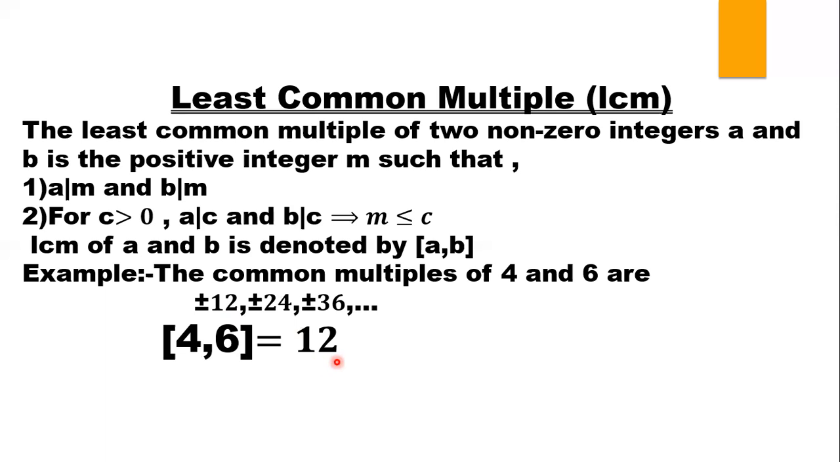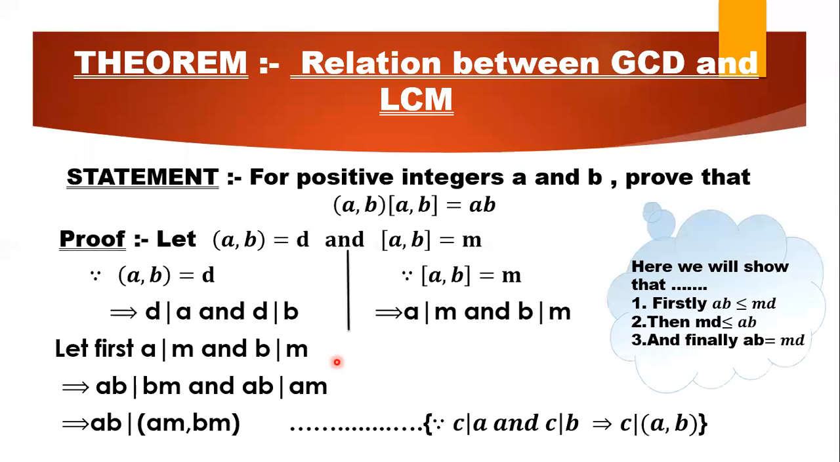Now, let me talk about the theorem: the relation between GCD and LCM. The statement of this theorem is, for positive integers a and b, prove that the product of GCD and LCM is equal to ab. To prove this theorem, we will first show that ab is less than or equal to md, then md is less than or equal to ab, and finally ab is equal to md.